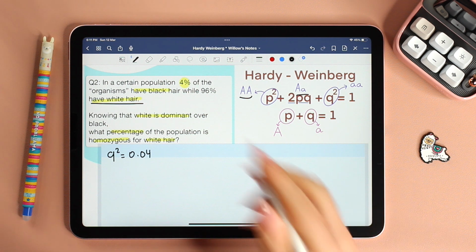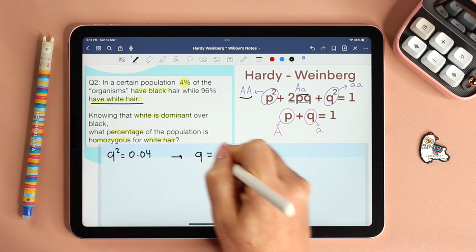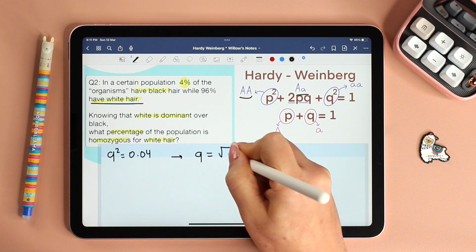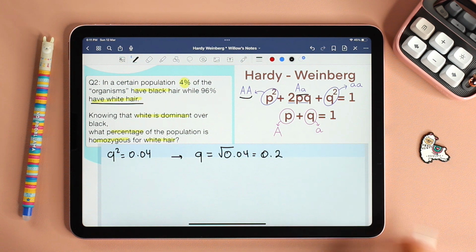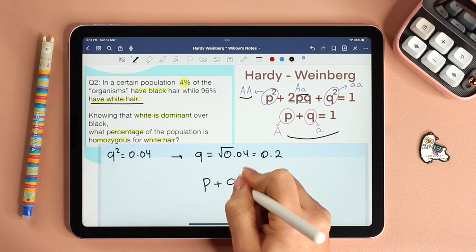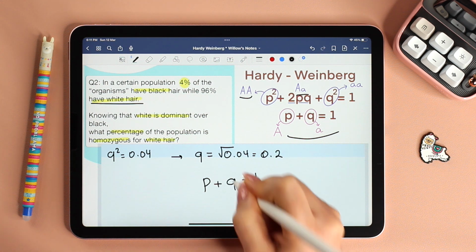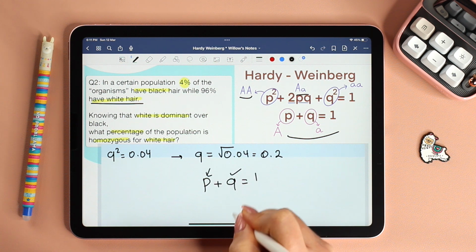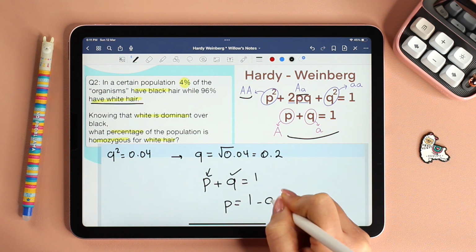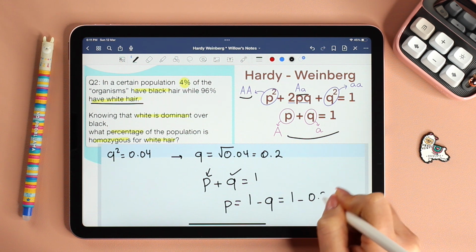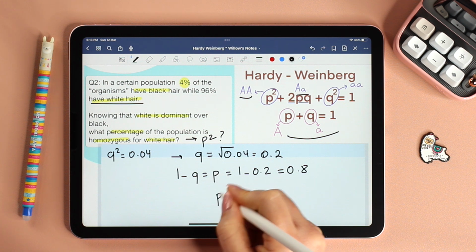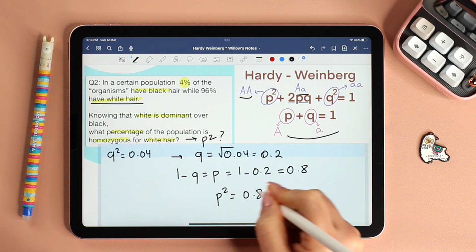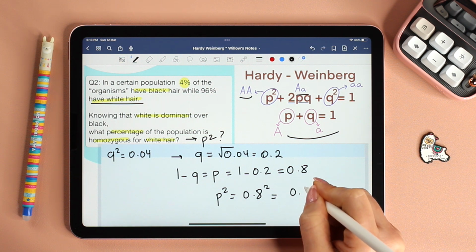Once we have Q square, we find Q, which is the square root of Q square, right? Square root of 0.04, which gives us 0.2. Once we have Q, it's very simple. We know that P plus Q is always 1. We know Q, then we find P. P will be equal to 1 minus Q, which is 1 minus 0.2, and that's 0.8. And once we have P, P square is simply the square of P, which is 0.64.